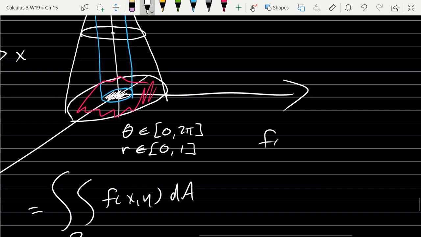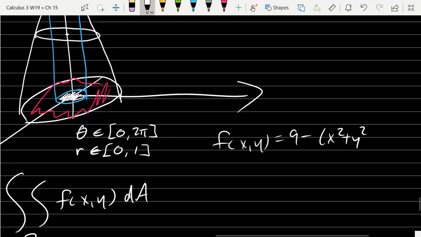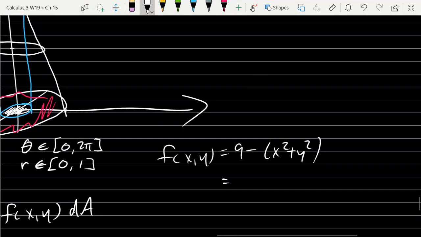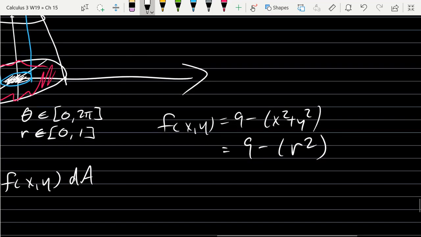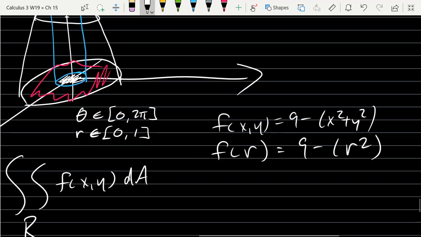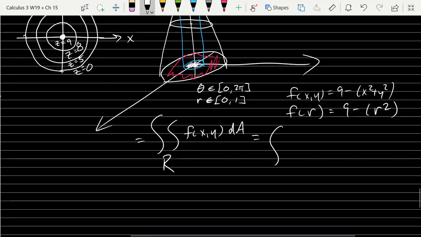Now our function is 9 minus x squared plus y squared. We wrote the formulas down earlier: x squared plus y squared is r squared. So we can easily take out x squared plus y squared and replace it with r squared. And this is f of r, because it's now a function of r. Same function, it represents the same thing, just takes a different input. So we have the double integral over R of f of r, dr d theta. What mistake did I make? There's a missing r. Don't forget, you get the extra r for free right there.